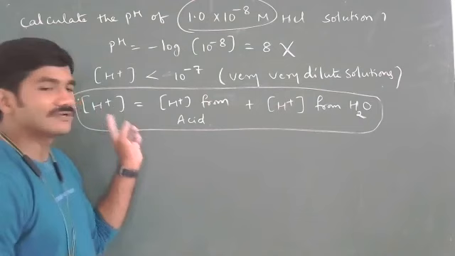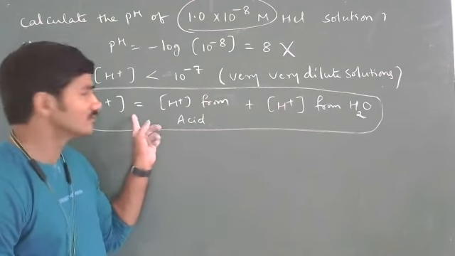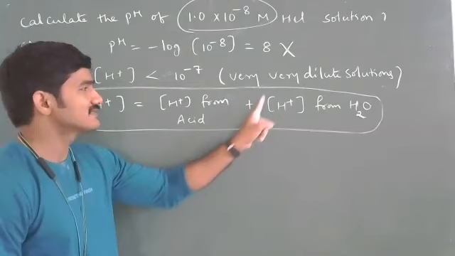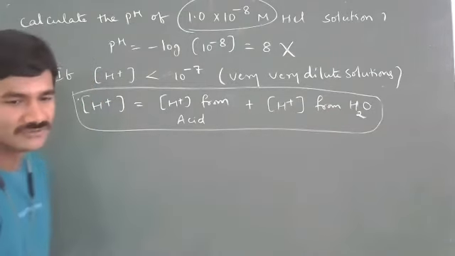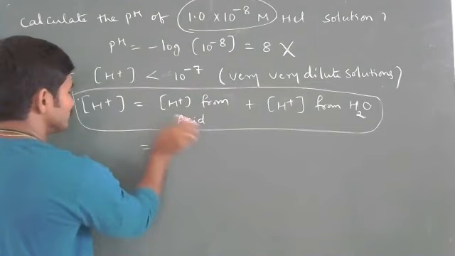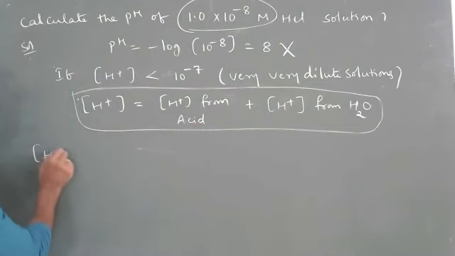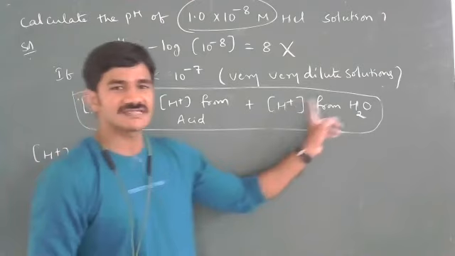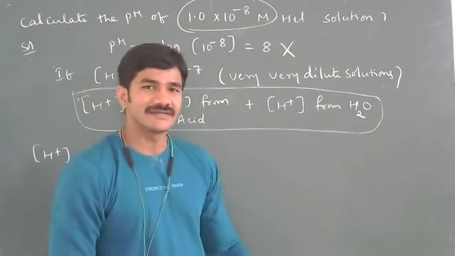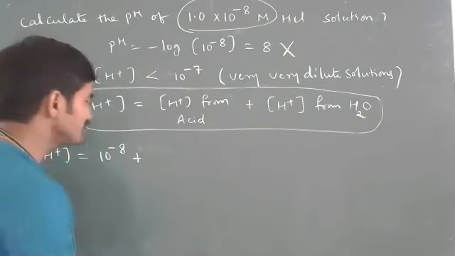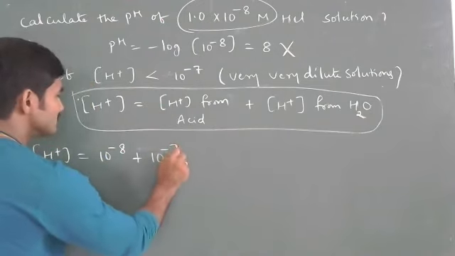Okay. So to calculate the H plus, what should you do? H plus concentration from acid plus H plus concentration from water. So what is the H plus concentration from acid? 10⁻⁸. So H plus concentration is equal to 10⁻⁸ plus H plus concentration from water. In water, what is the concentration of H plus? 1.0 into 10⁻⁷. So I'll let 10⁻⁷.